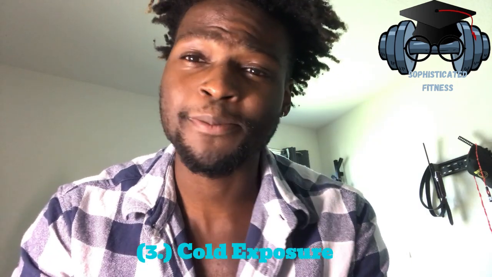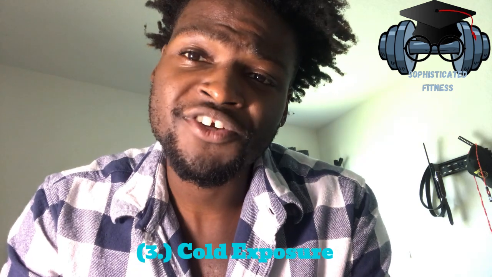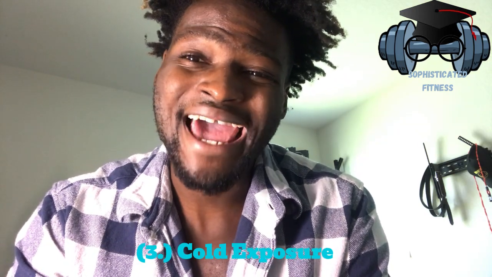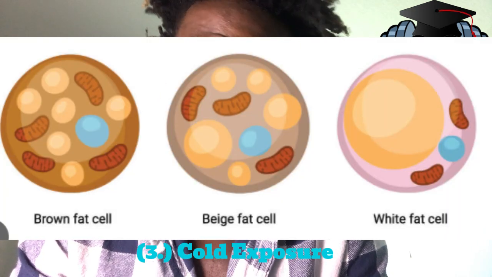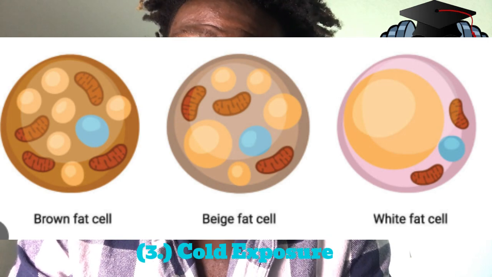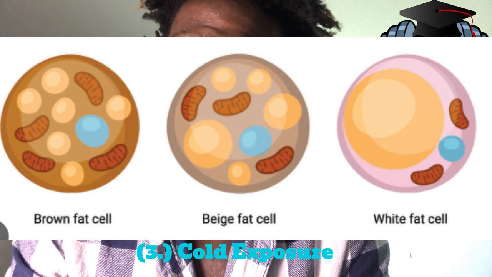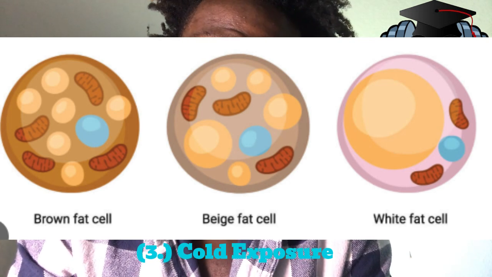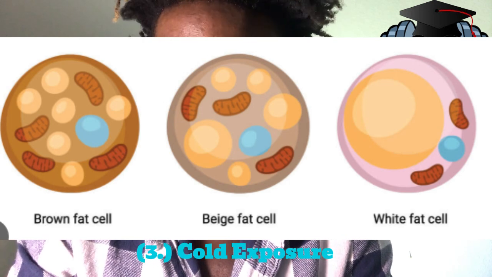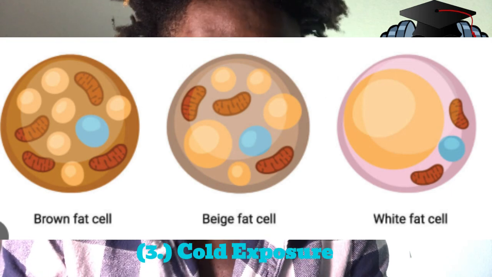Another way to increase your resting metabolic rate is to expose yourself to a cold environment. When you're exposed to a cold environment, the cold environment forces your body to activate its brown adipose tissue, not your white adipose tissue. Your brown adipose tissue consists of lots of mitochondria. When you're exposed to a cold environment, these mitochondria within your brown adipose tissue are activated. The activation of the brown adipose tissue will increase your metabolism or your resting metabolic rate.